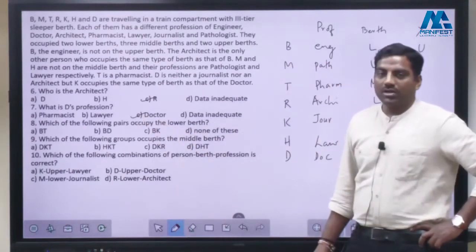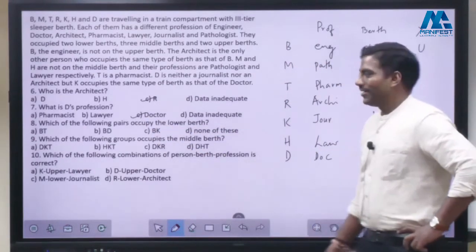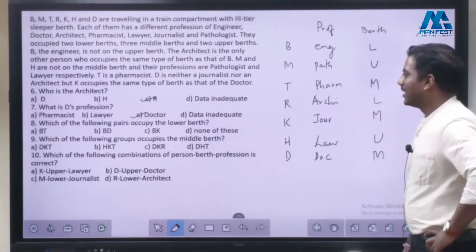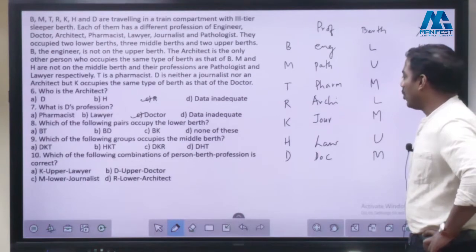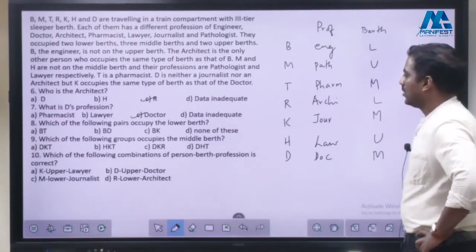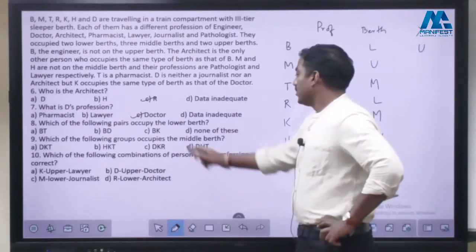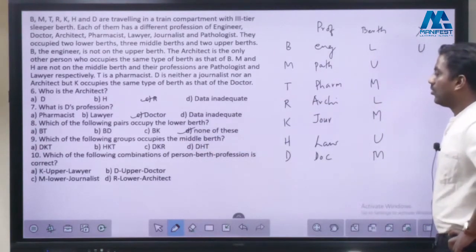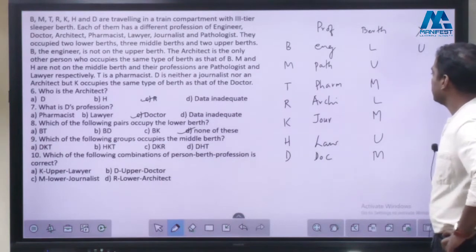Don't feel like D for doctor, okay? Yep. R for architect. No. Don't go with that. Which of the following pairs occupy the lower berth? Actually, it is B and R, but here none of these. Which of the following groups occupy the middle berth? Middle berth?